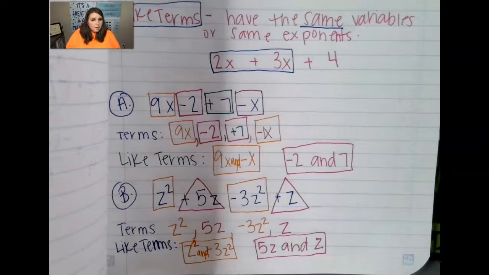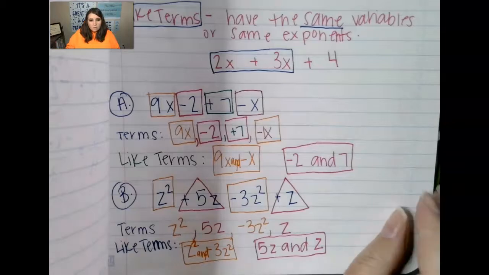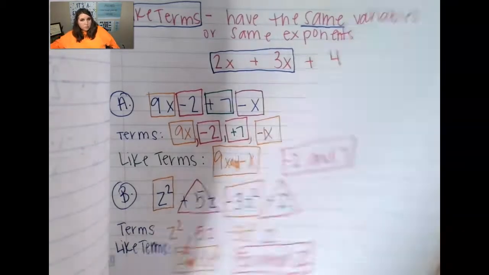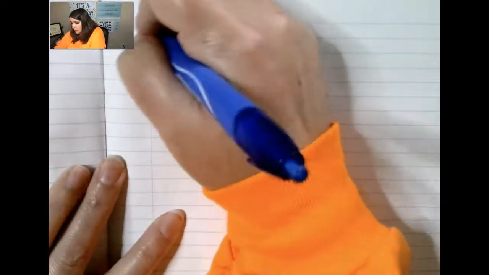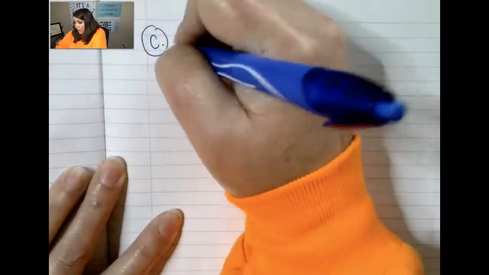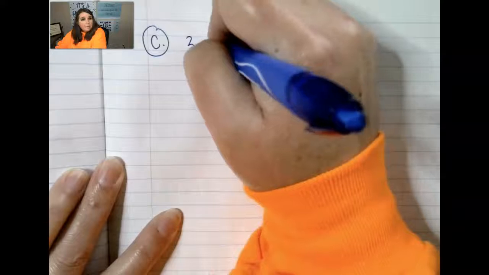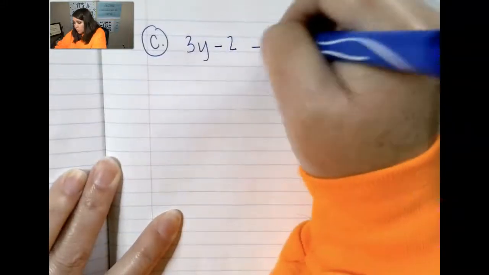Okay, we're going to do another problem, and this time I want to do one that just has one set of like terms. So we're going to do example C. On example C, this one is only going to have one set of like terms. So example C, we have 3y minus 2 minus 4y.